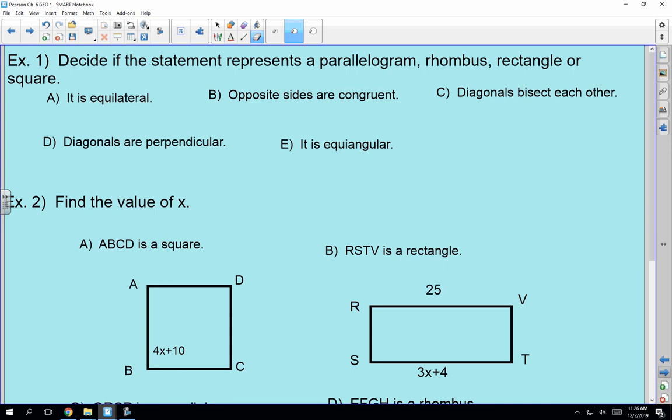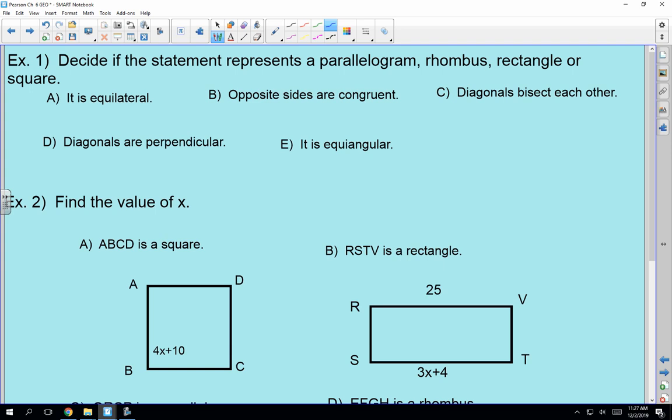All right, decide if the statement represents a parallelogram, rhombus, rectangle, or square. You can have more than one answer, is what it says on there. So that means it could be more than one. For example, if the quadrilateral is equilateral, in other words, the quadrilateral has all four sides equal.